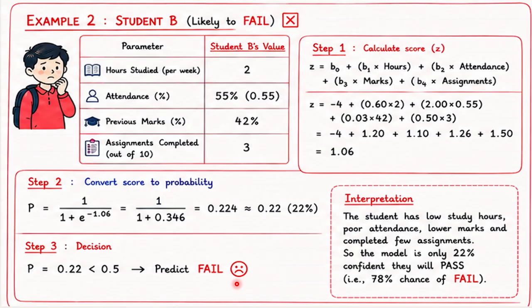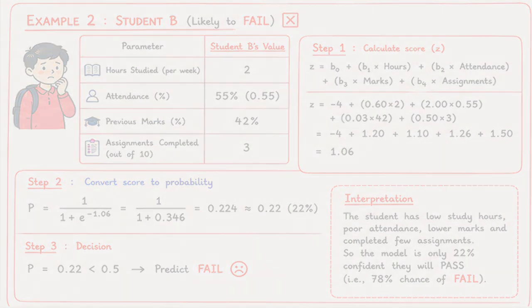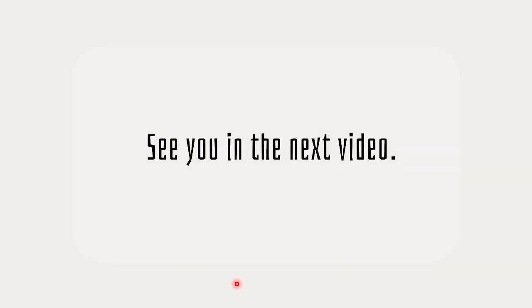So, this is all about logistic regression. We have seen how logistic regression works mathematically. We also understood its use for binary classification. We saw how the model uses the training data, calculates a linear score, converts that score into probability using the sigmoid function, and finally applies a decision rule to predict the class. So, this is how logistic regression mathematically works and how it is used for classification.